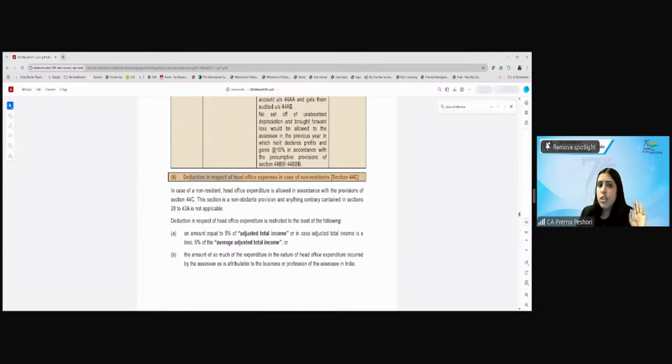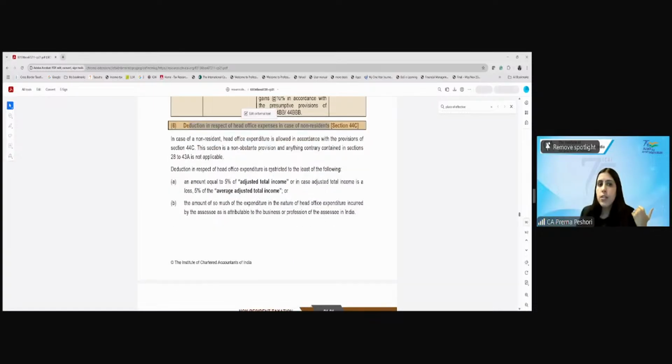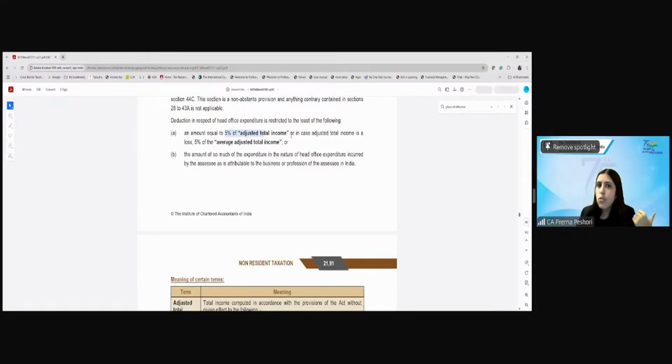Next is deduction in respect of the HO expense. Let's say, for example, you have a branch here in India, and you are making the payment to the head office. So you will get the deduction of the expenditure paid to the head office under 44C. But there is a restriction. What is the restriction? 5% of the adjusted total income or the actual expenditure paid, whichever is lower.